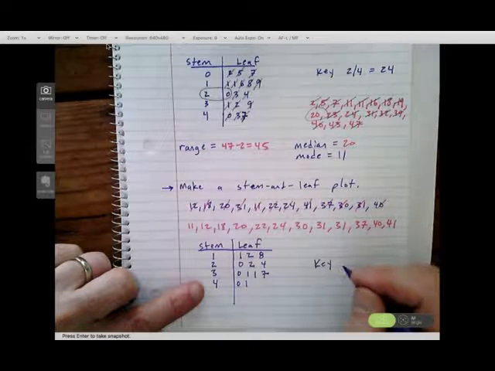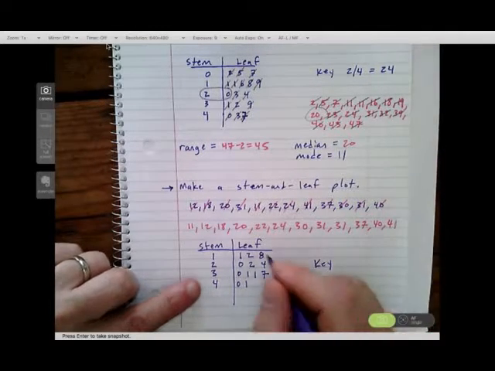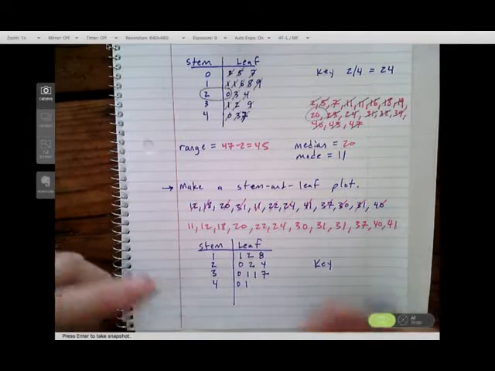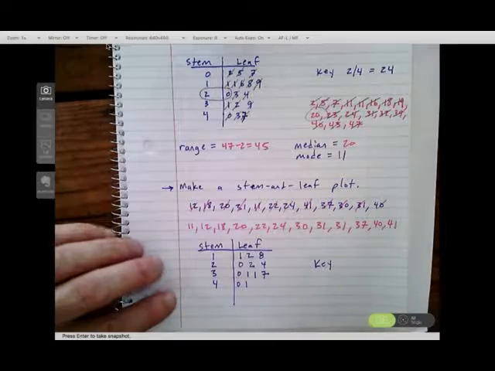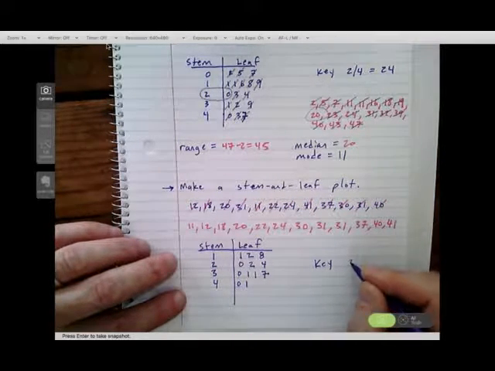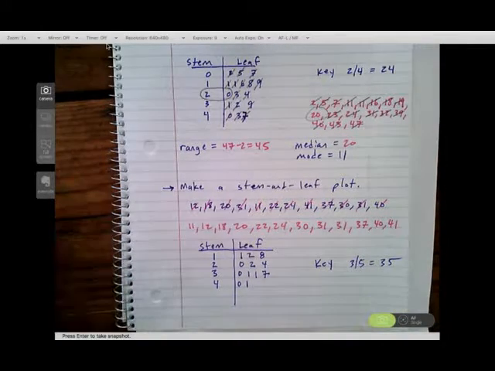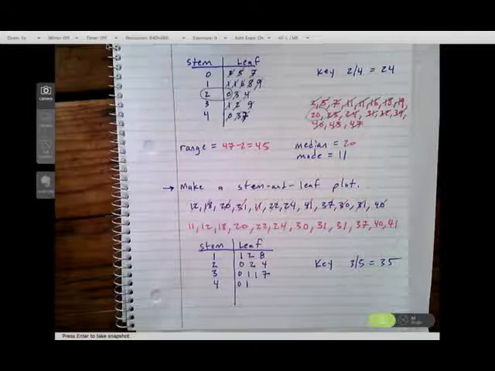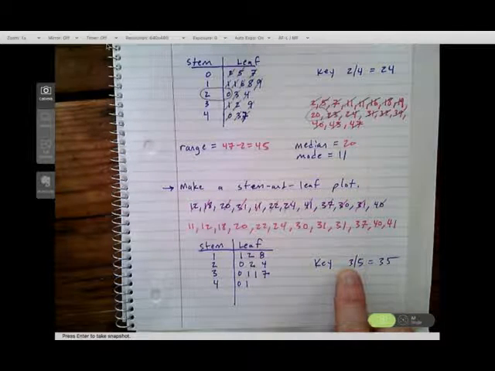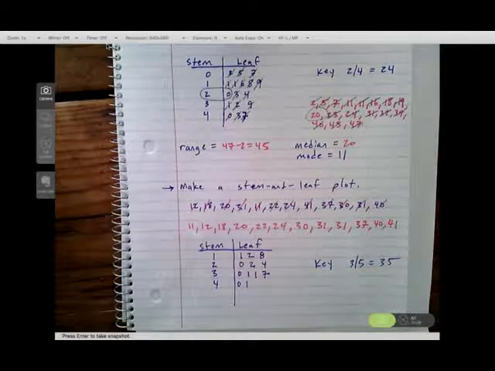And the key is, again, really, really important. Otherwise, somebody looking at this has no idea what these numbers are. So you can just pick anything, it doesn't matter. You can use a number in your set or not. I'm just going to say 3-5 equals 35. And 35 is not even a number in my set, but that's okay. What's important is that you're showing me that the combination of the stem and the leaf make a 35 in this case.